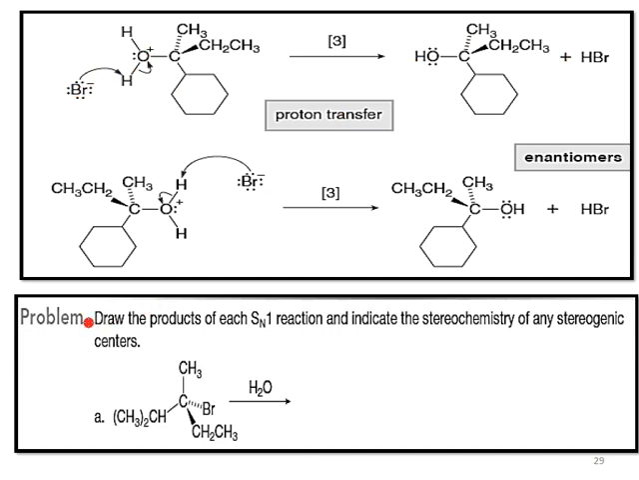And here, this homework: draw the products of the SN1 reaction. Look, this is SN1. Why SN1? Because the alkyl halide here is a tertiary alkyl halide. Tertiary alkyl halide means SN1 reaction. And again, consider the stereochemistry for the stereogenic center at this carbon. Try to resolve this question.